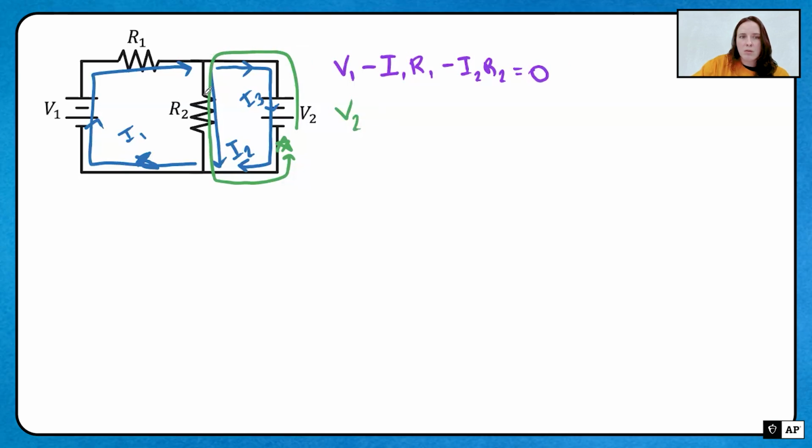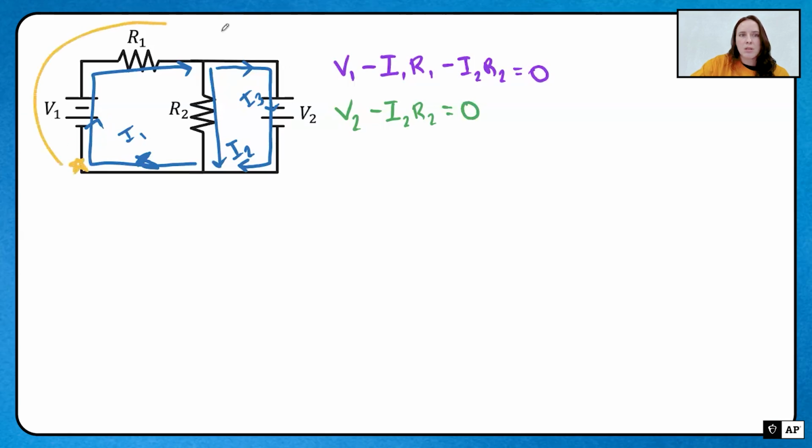And then when we come down through R2, we're going in the same direction as the current. So it's going to be minus I2 R2, and we get back to where we started. So that's going to be equal to 0. All right, last but not least, let's do that outer loop just so we can get that extra practice.